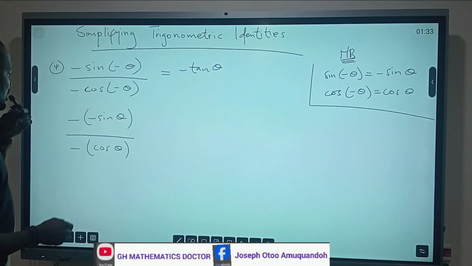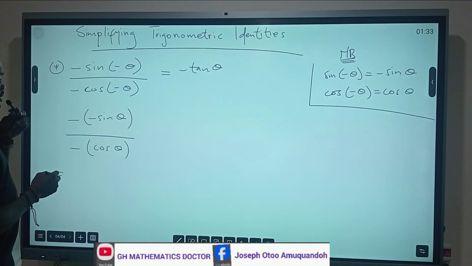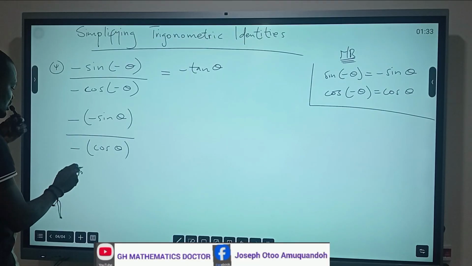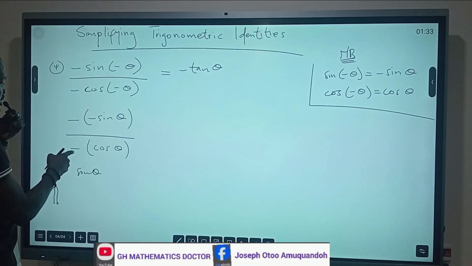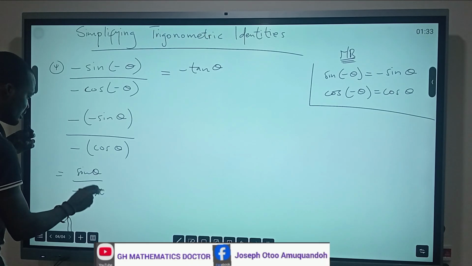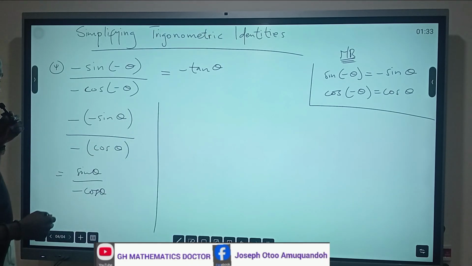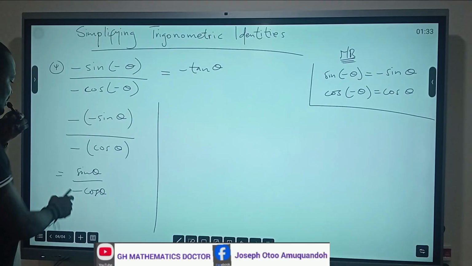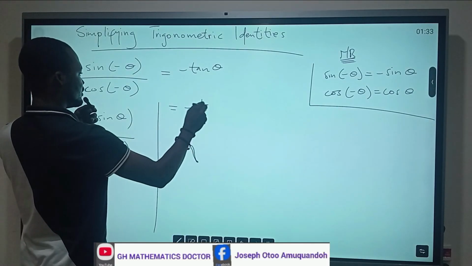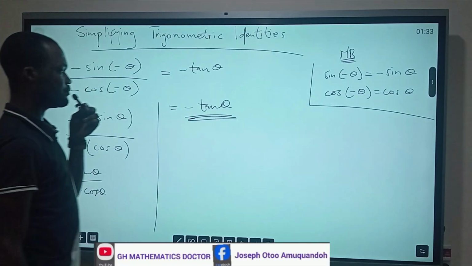All right. Now when we multiply these operations, negative times negative will give you positive. So I'm going to get positive sine theta here, and negative times positive will give you negative. That will give you negative cos theta. Now in this case, sine theta over cos theta will give you tan theta, but it is negative. So we are going to get our final answer to be negative tan theta, and our identity is solved.